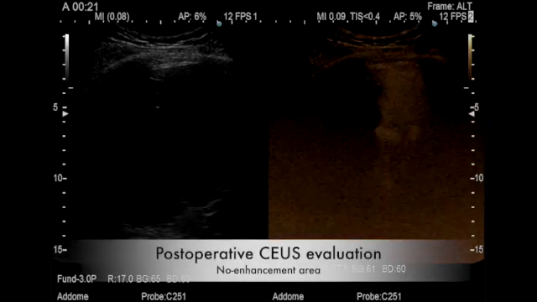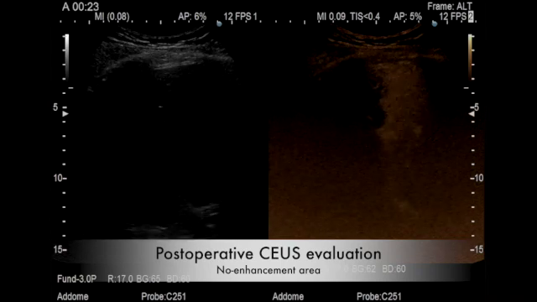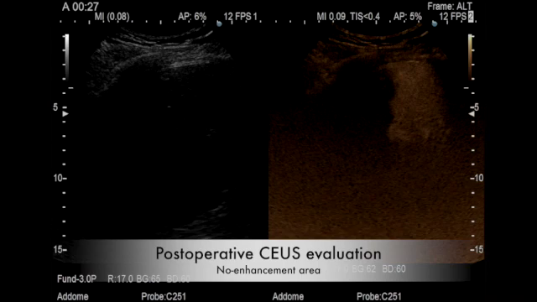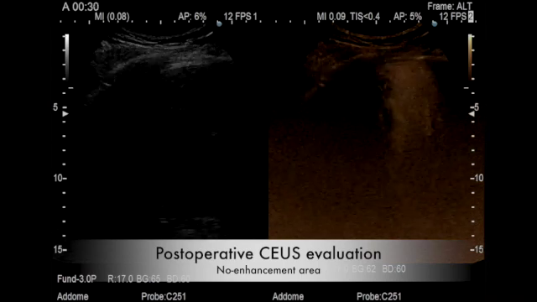The success of the procedure was further confirmed in the post-operative period. Contrast-enhanced ultrasound was performed on the third post-operative day, showing a complete necrosis area of ablation.